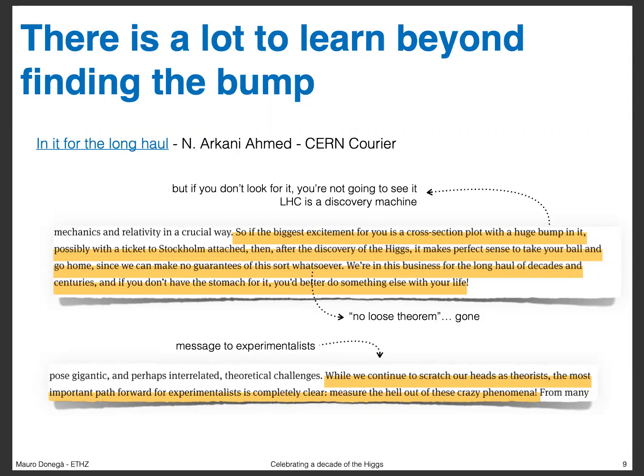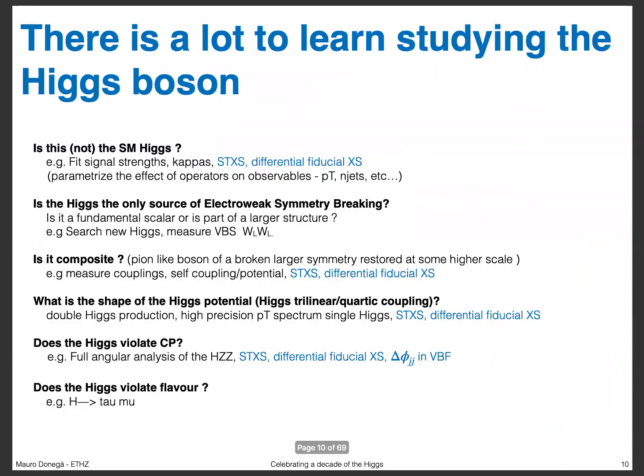"We're in this business for the long haul of decades and centuries, and if you don't have the stomach for it, you better do something else with your life," which is quite an interesting comment. Now, then it attaches a message to the experimentalists, and this is where we start my talk, essentially. "While we continue to scratch our heads as theorists, the most important path forward for experimentalists is completely clear: measure the hell out of these crazy phenomena." And this is exactly what we will try to do next, and I will quickly summarize it in this talk.